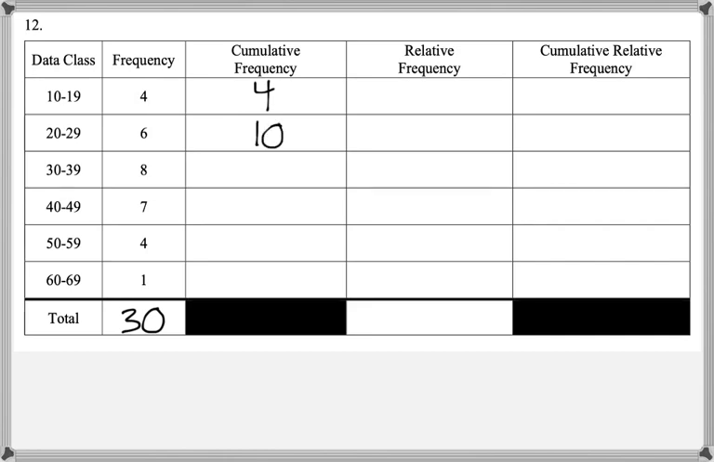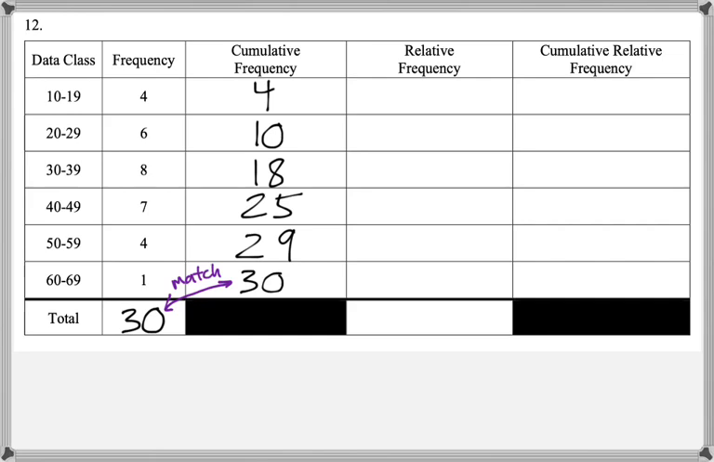The cumulative frequency for the 30s would be the 8 plus the previous 10, so 18. For the 40s, it would be the 7 plus the previous 18, so 25. For the 50s, we take 4 plus the previous 25 to get 29. And then lastly, for the 60s, we take the 1 plus the previous 29 to get 30.